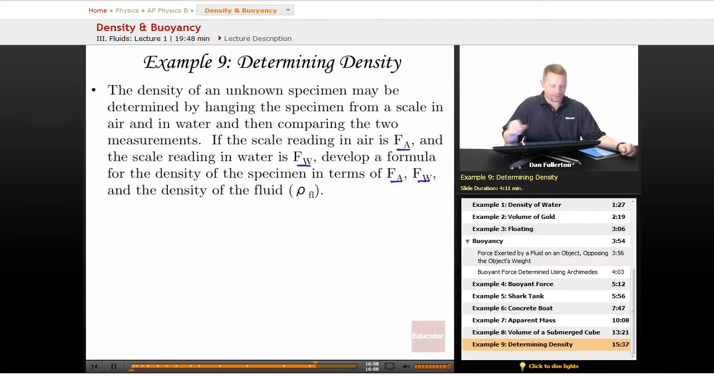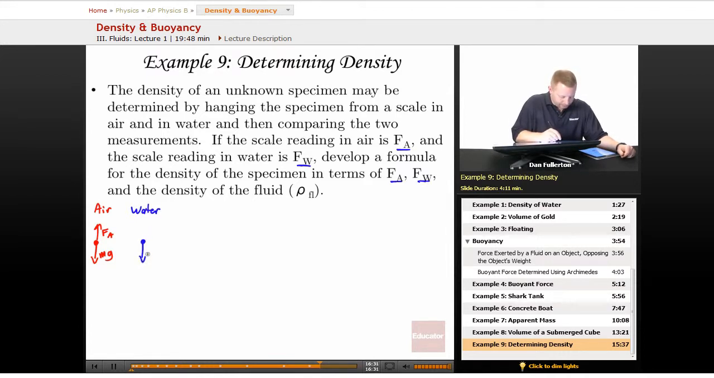I'm going to start with the free body diagram. When we're in air, we've got mg down, and we've got FA on the scale up, and those will be balanced because it's sitting on the scale at equilibrium. When it's in water, our free body diagram is going to look similar but a little bit different. We've still got the weight down, but now we have the buoyant force up along with the force of the scale, FW.